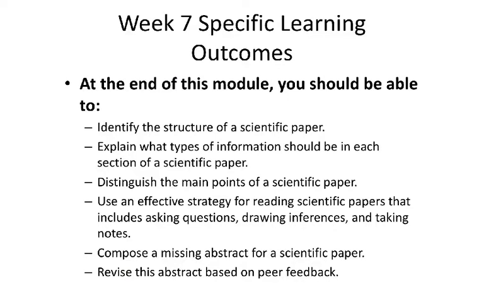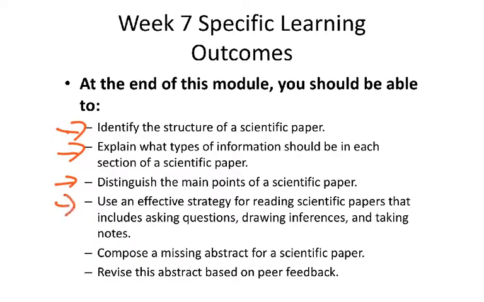Here are some specific learning outcomes targeted to week 7. At the end of this module, we should all be able to identify the structure of a scientific paper. We'll talk about what the different components are and what they each contain. We should be able to explain the types of information in each section. We talked a little about the results section last week, and we're going to talk about the abstract, the methods, the discussion, all of that this week as well. We should also be able to distinguish the main points of a scientific paper. We'll talk about strategies for doing that and give you some practice with it.